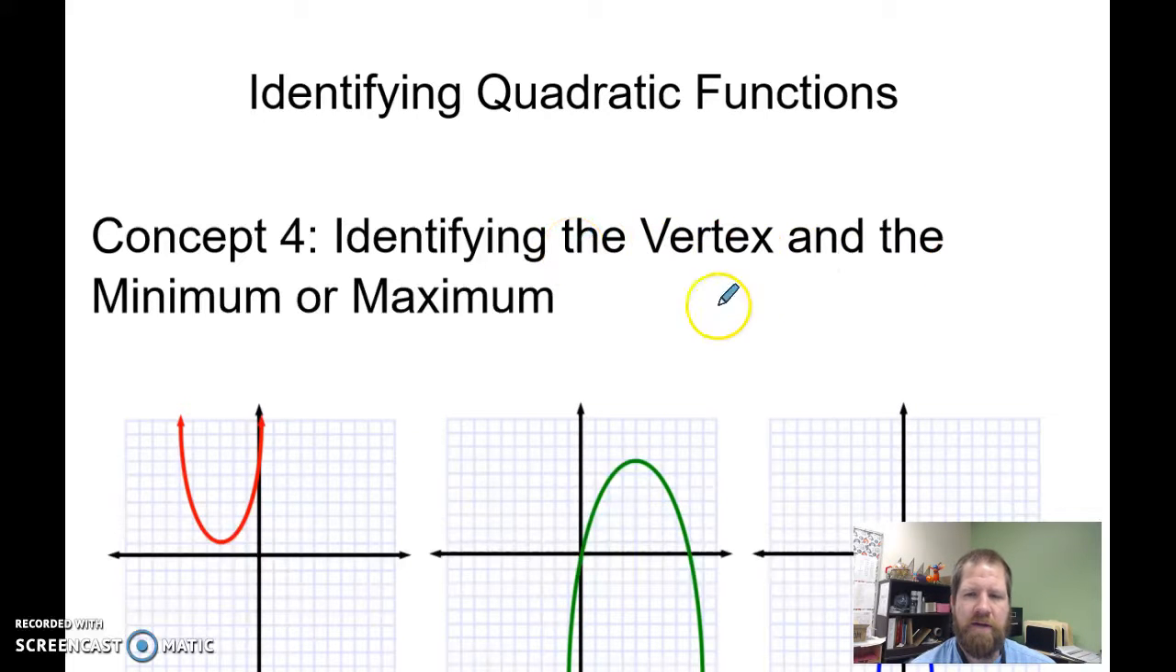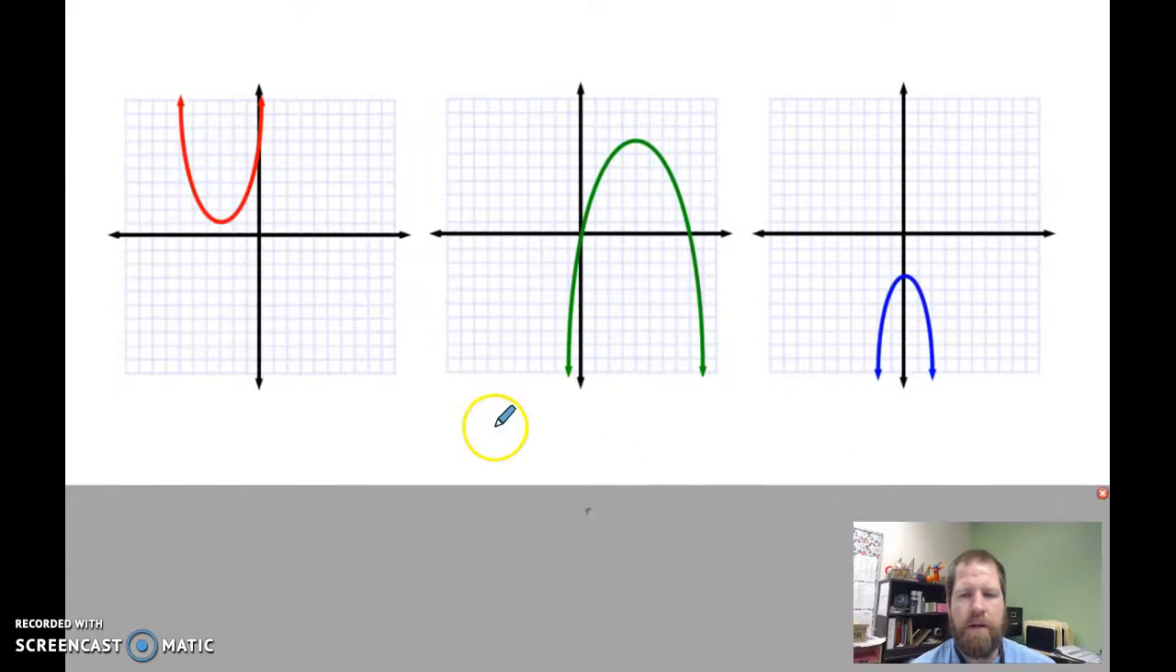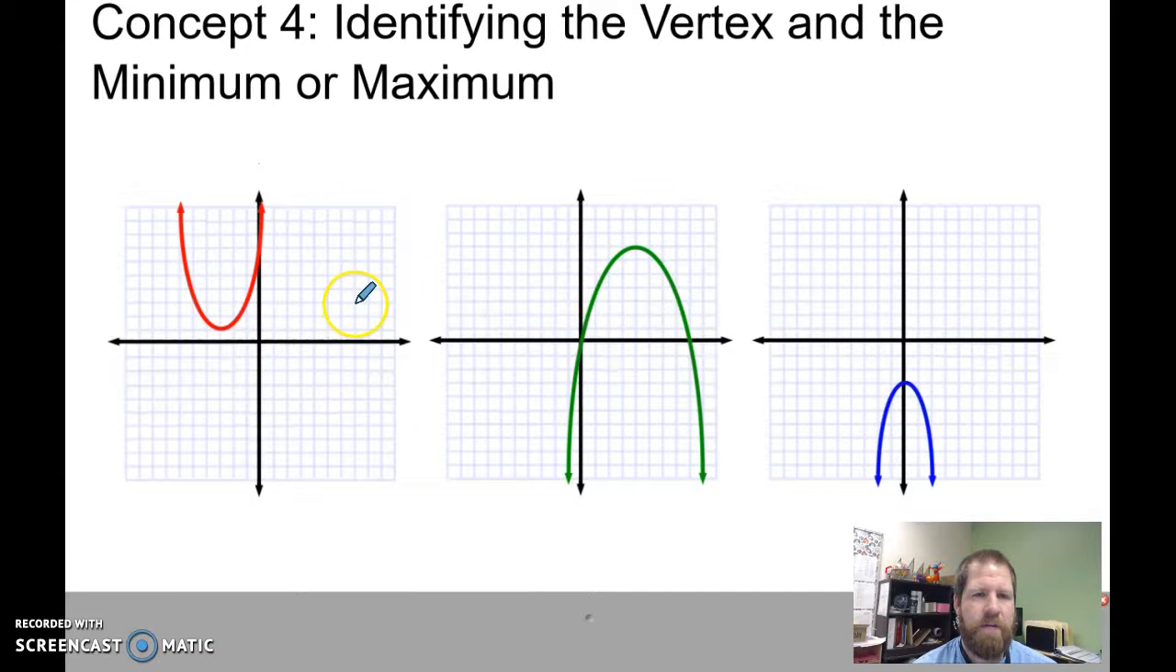Concept 4, identifying the vertex and the minimum or maximum. Alright, so when you're looking at a parabola on a graph, one of the pieces of information that's helpful to have is the vertex and the maximum or minimum value.